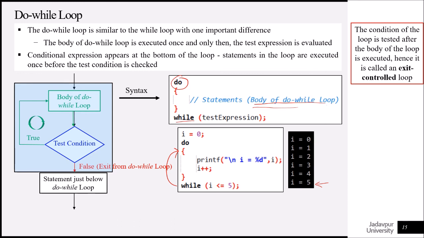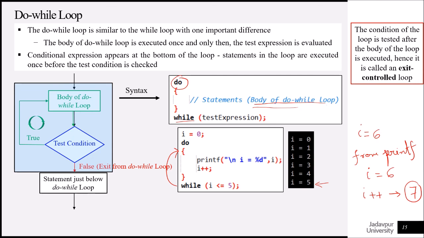We can consider another example here where the value of i, that is the assignment, is given as i equal to 6 at the beginning itself. When it comes to this printf statement, it will print the output i equal to 6. After that, it would be incremented, and that would make the value of i as 7.